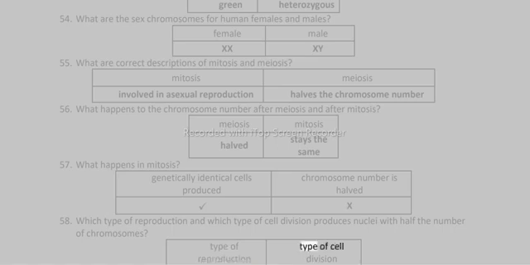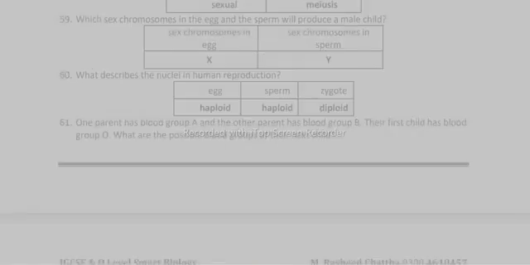Sexual reproduction, meiosis. 59. Which sex chromosomes in the egg and the sperm will produce a male child? Egg X, sperm Y. 60. What describes the nuclei in human reproduction? Egg haploid, sperm haploid, zygote diploid.